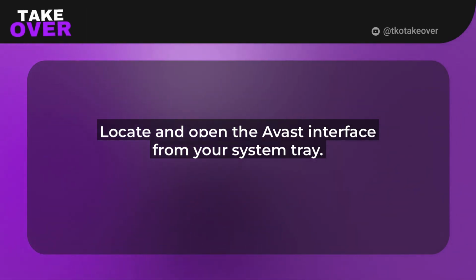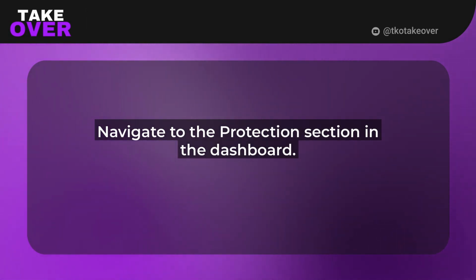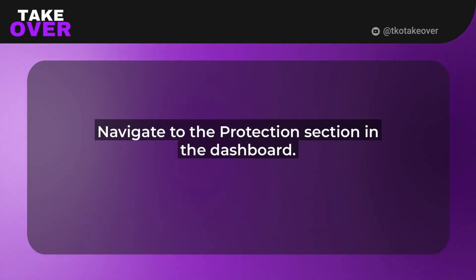First things first, ensure you're on your Windows or Mac computer with Avast installed. Start by locating the Avast icon in your system tray. That's the bottom right corner of your screen on Windows, or in your menu bar on Mac. Right-click the icon and select Open Avast to launch the main interface.